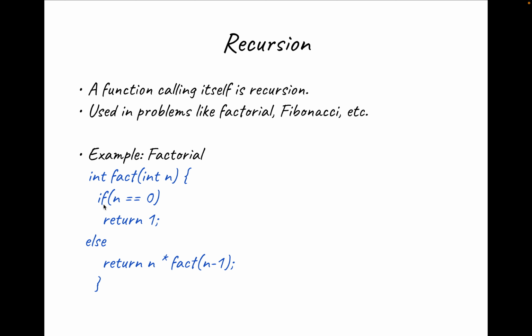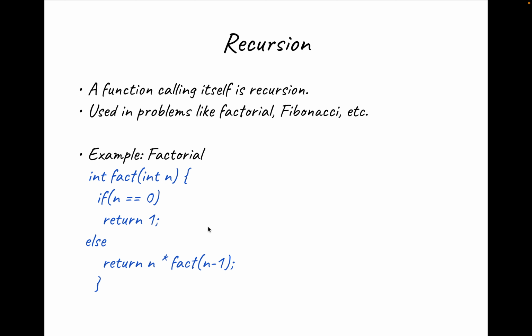Open a bracket. If n equals 0, then return 1. Else, this is the condition of if-else. If n equals 0, return 1, else return n times fact. The function calls itself: fact n minus 1.